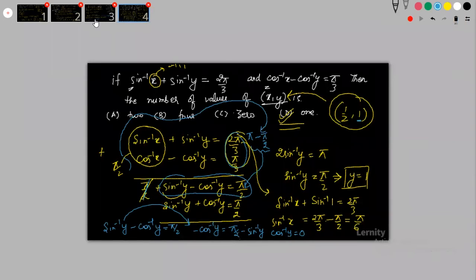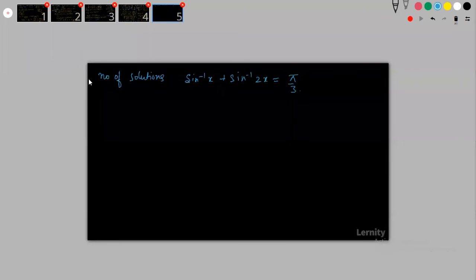Fine, very good. Now let's solve one more question of this kind. Number of solutions: sine inverse of x plus sine inverse of 2x is equal to pi by 3. Okay, solve this.